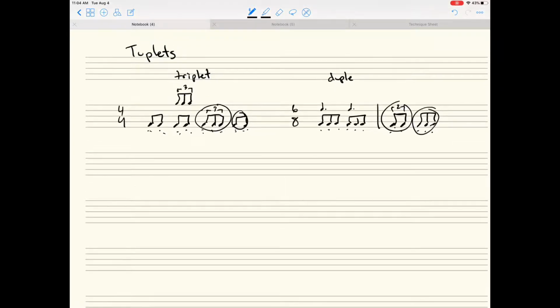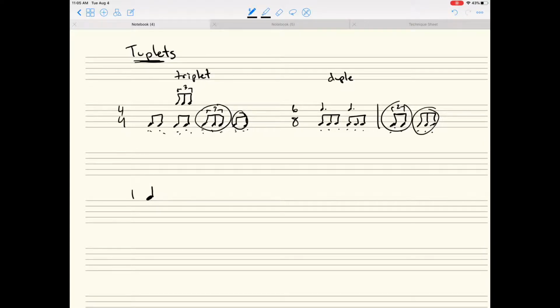Because really what's happening with tuplets is we're dividing a single note into different numbers of equal beats. So let's take a single note and look at how many times we can do this. Well, actually, spoiler alert, you can do it forever in theory, but we're not going to go forever.